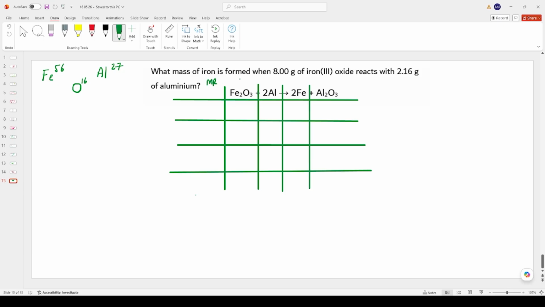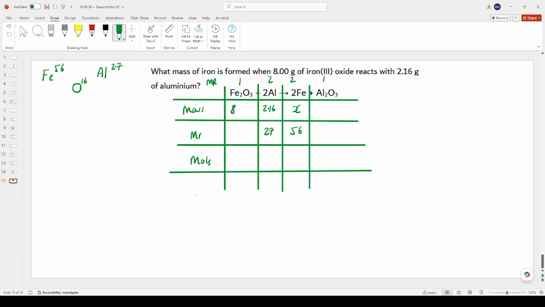Molar ratio 1, 2, 2, 1. Mass, Mr, moles. What mass of iron is formed when iron 3 oxide reacts with 2.16 g of aluminium? So 2.16 g of aluminium. Aluminium is 27. Fe is 56. Iron is formed when 8 grams of iron 3 oxide. Everyone add that one in. Thank you, Zeus.